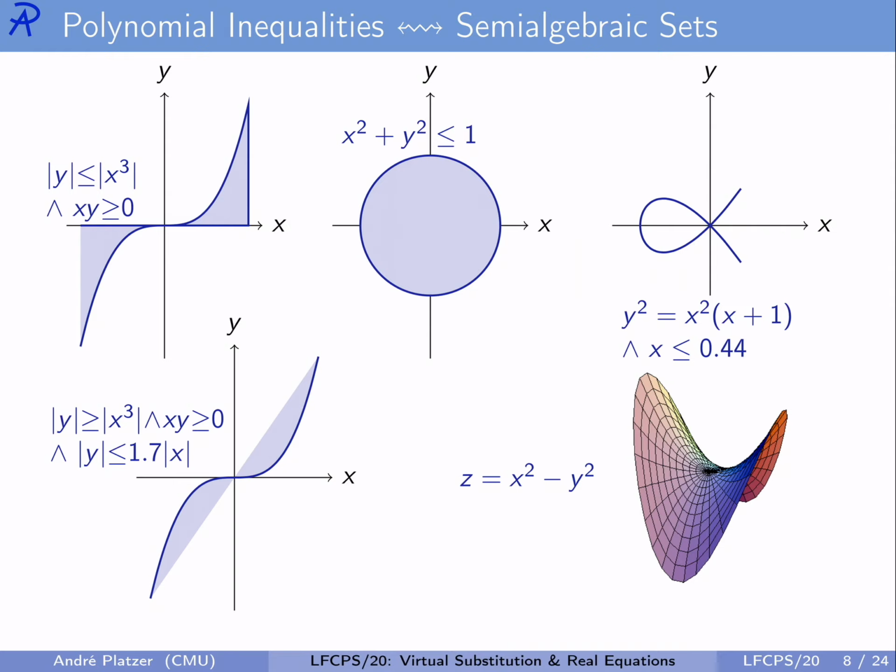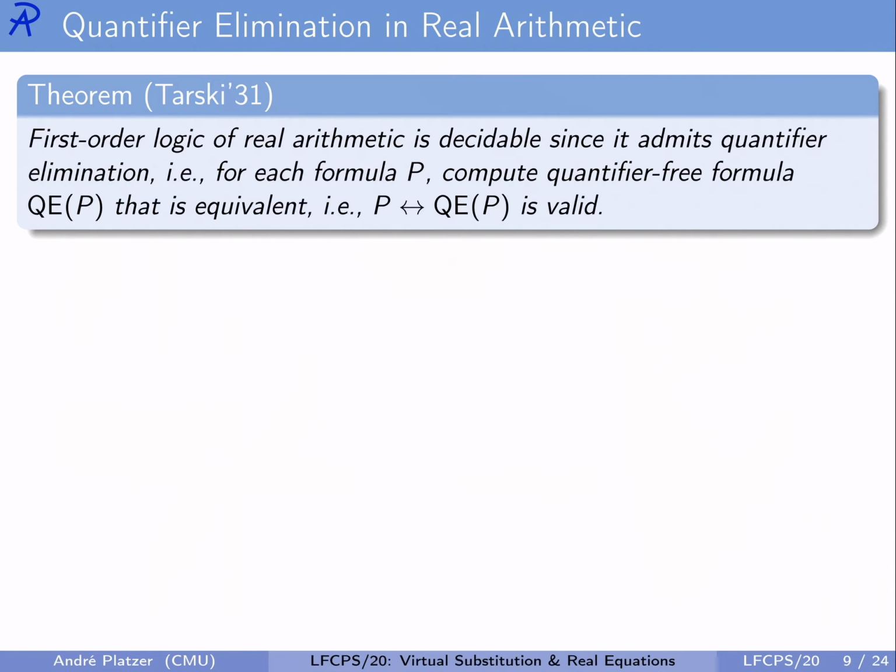So, in other words, polynomial inequalities, which are logical, correspond geometrically to what are called semi-algebraic sets. They're finite unions and intersections of these single polynomial inequalities, for example, here's one. And now it turns out, due to a seminal result of Tarski from 1931, that first-order logic of real arithmetic, with which you can describe all of the sets that I just talked about, is decidable because it admits quantifier elimination.